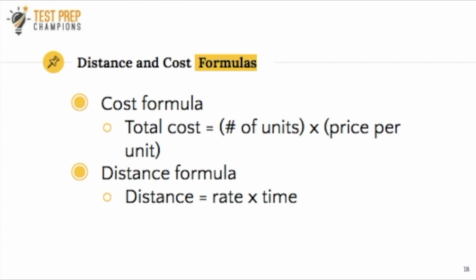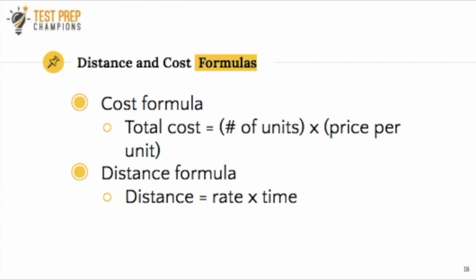So they might say, you know, Sally, for example, Sally drove 100 miles and this is how long it took her. She drove 100 miles. It took her an hour or it took her 2 hours. What was her rate or what was her speed? Something like that. So they'll give you two numbers in the formula and you'll have to find the third.